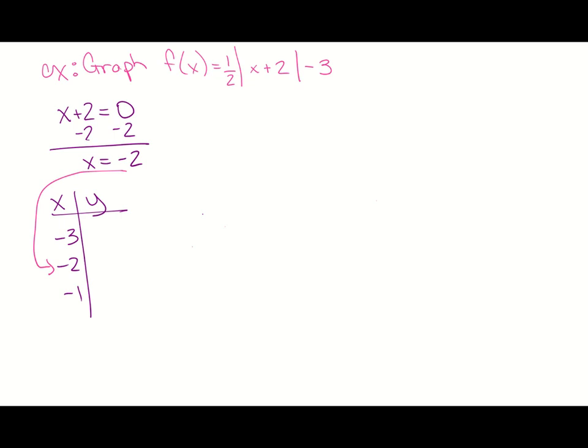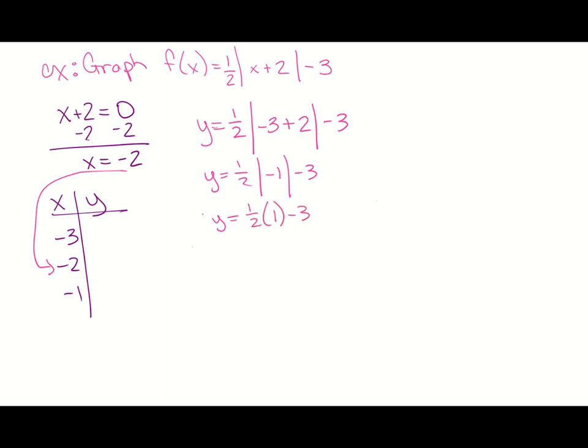Okay, so you're going to plug those numbers into the original function. f of x is the same thing as y, right? It's just function notation. So I'm going to plug these numbers in one at a time. All right, so order of operations, -3 plus 2 is -1. What is the absolute value of -1? 1. 1/2 minus 3 is negative 2.5.